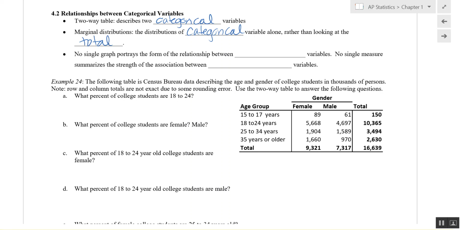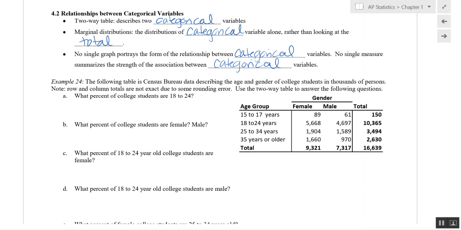No single graph portrays the form of the relationship between categorical variables. No single measure summarizes the strength of the association between two categorical variables. But we will discuss this much later, in like chapter 14 next semester.